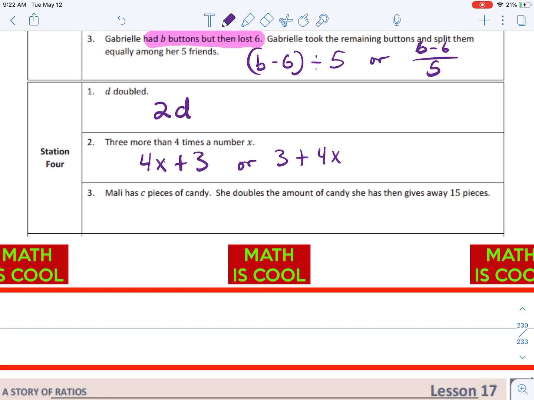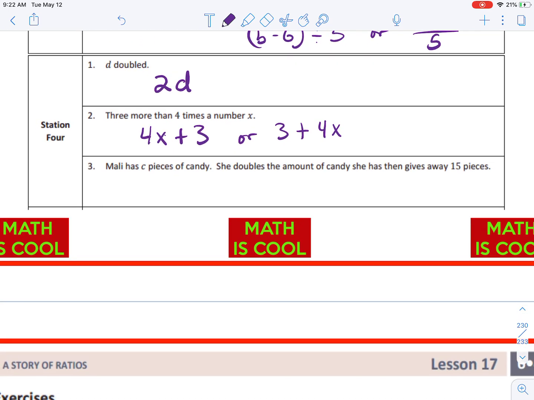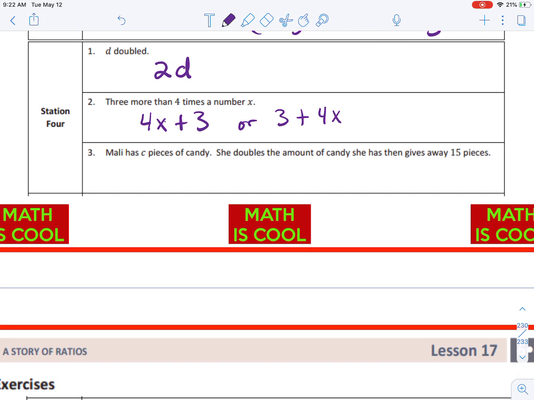All right, number 3. Mally has C pieces of candy. She doubles the amount of candy she has, then gives away 15 pieces. She has C candy, and she doubles that, so that's 2C. Then she gives away 15 pieces, so minus 15. 2C minus 15.